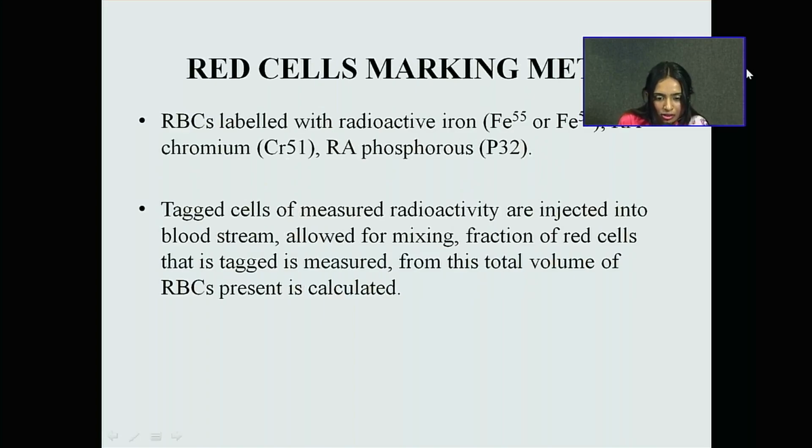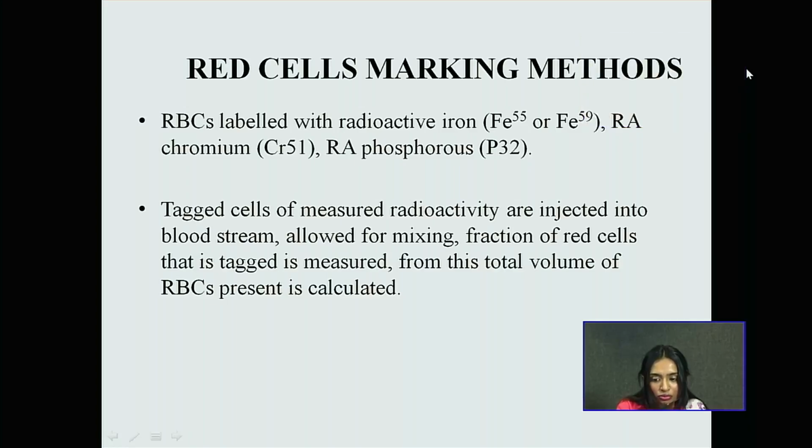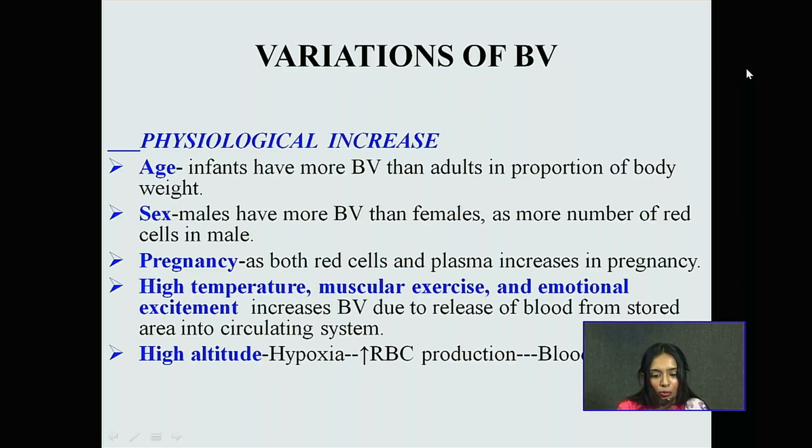Then next is red cell marking methods. RBCs are labeled with radioactive iron, ferrous 55 or ferrous 59, radioactive chromium, and radioactive phosphorus. Tagged cells of measured radioactivity are injected into the bloodstream, just like the previous one. It is allowed to mix for some time. The fraction of red cells that is tagged is measured. From this, the total volume of RBCs present in the blood can be calculated. Next, variations of blood volume.